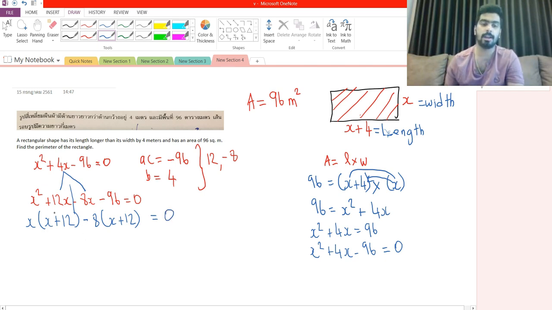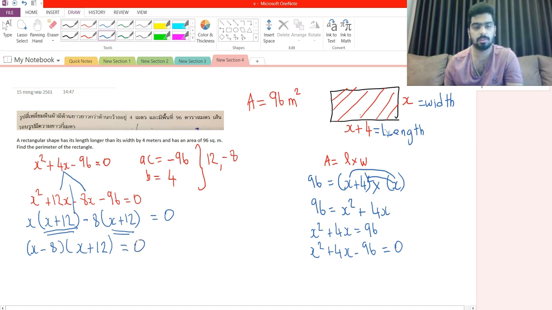Again, guys, when we factorize both of these, the brackets would be the same. That's how we know that we factorized it properly. So what do we have now? We got x minus 8 and x plus 12 is equal to 0. Yes guys, so we got x minus 8, x plus 12 is equal to 0.